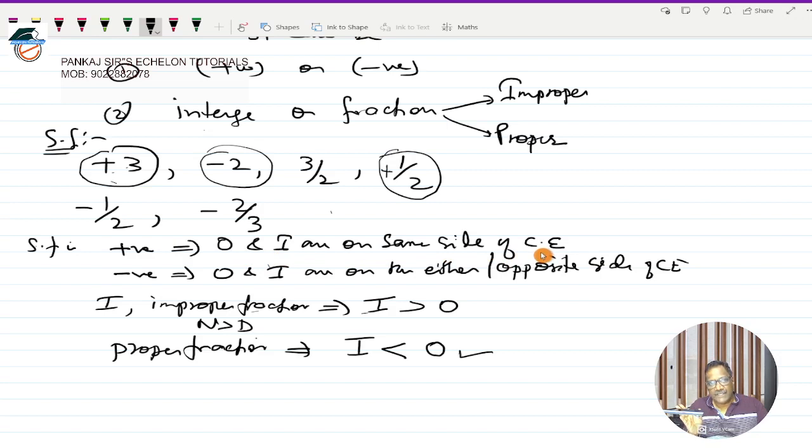Is that clear? Same way, if it is -2/3 or -1/2, the object and the image will be on the opposite side because of this negative sign, and because it is a proper fraction, the image will be smaller than the object.